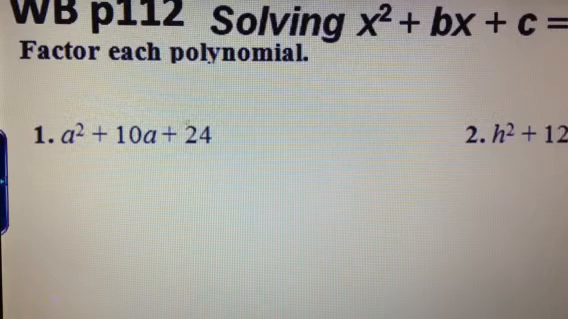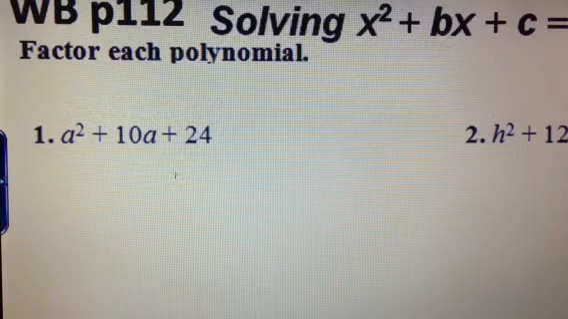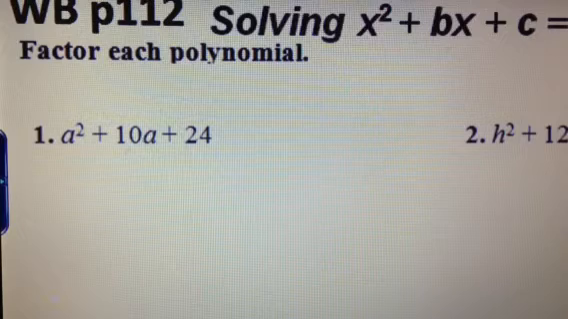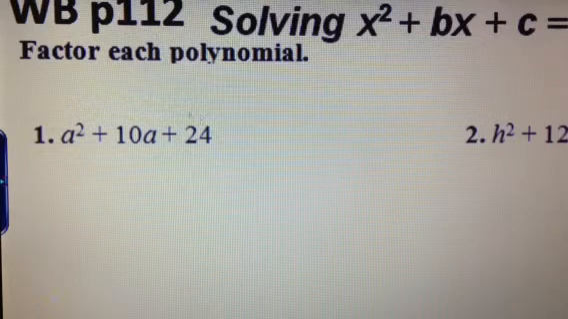But the reason I wanted to have you think of that is our final answer on these, when we factor these trinomials, most of the time will be a binomial times a binomial. So this is kind of like the reverse of the FOIL method.